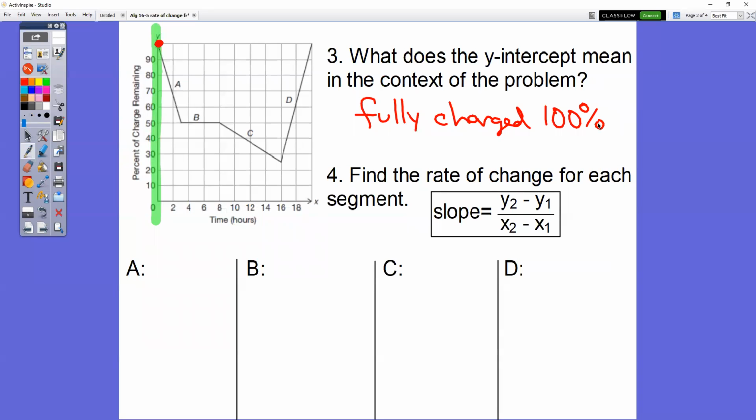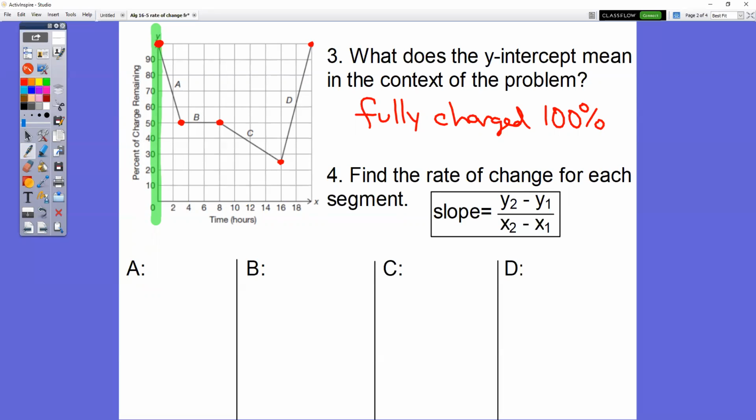Now, this is what you're going to be doing for most of the homework questions today. Find the rate of change for each segment. What you have to do is think about this as between points. Segment A goes from this red dot to this red dot. Segment B goes from here to here. Segment C from there to there. Segment D from there to there.